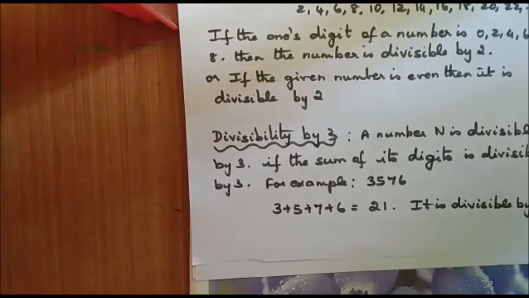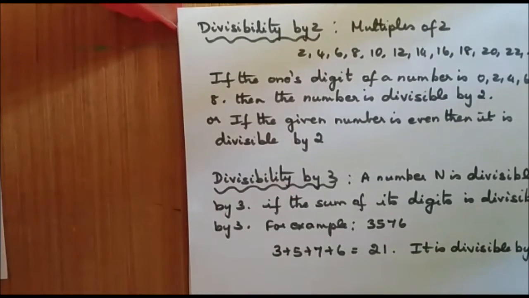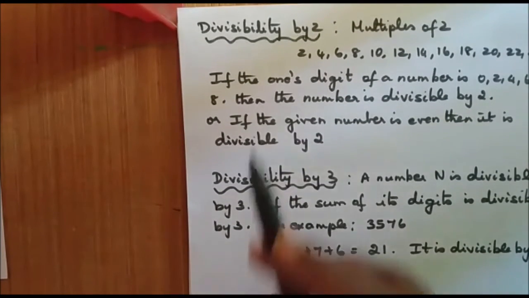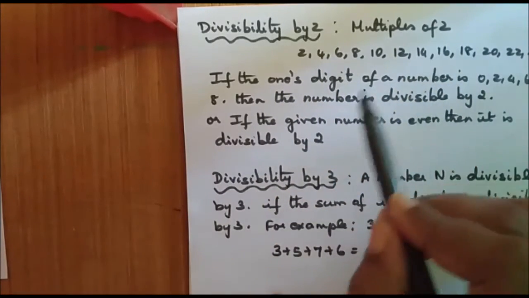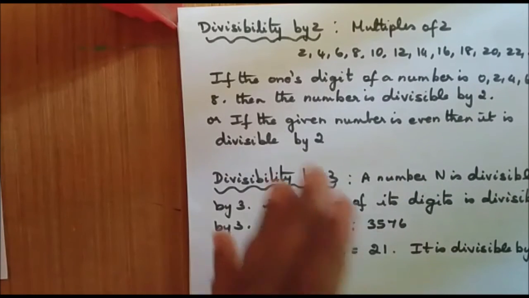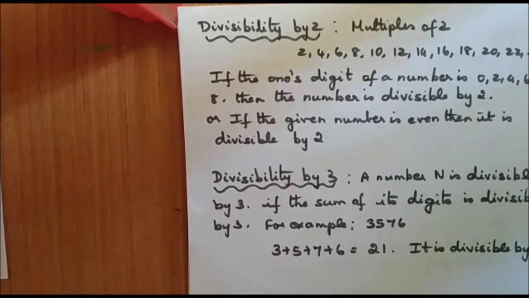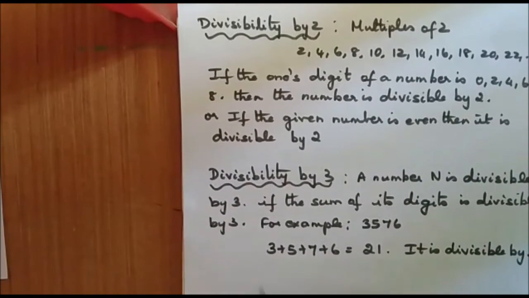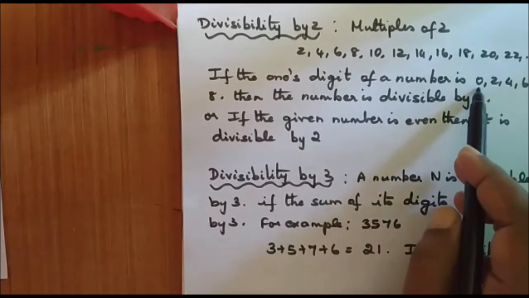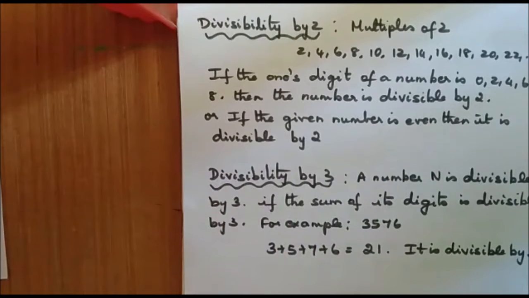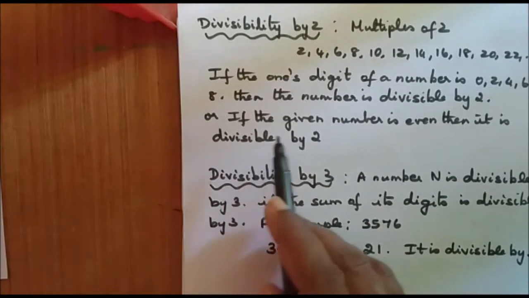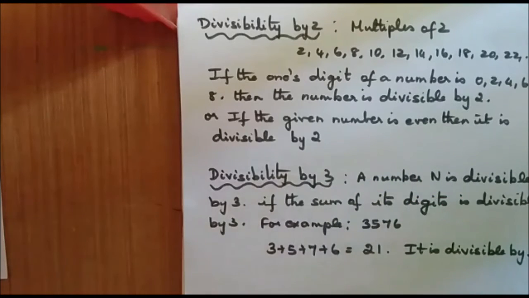Now, let's go to the next one, that is the divisibility by 2. Now let us write the multiples of 2. What are they? 2, 4, 6, 8, 10, 12, 14, 16, 18, 20 and 22. What do you see in this? All the multiples of 2 are nothing but even numbers. Okay. So if the ones digit of a number is 0, 2, 4, 6 or 8, then the number is divisible by 2. This we can say in another manner. If the given number is even, then it is divisible by 2. I hope you get it. If the number is an even number, then it is divisible by 2.